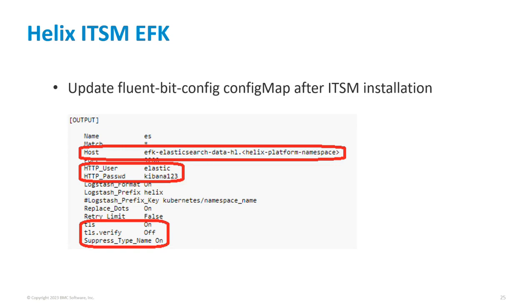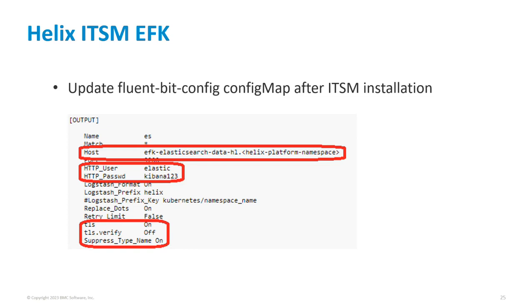However, if you're using the 23102 version of the Helix platform, there were some changes because of the move of the Helix logging components into the Helix platform namespace. So for example, the name of the service is different. So if you're doing a fresh install, you can set that up correctly out of the box. If you're doing an upgrade, you'll need to go and modify that after installation.